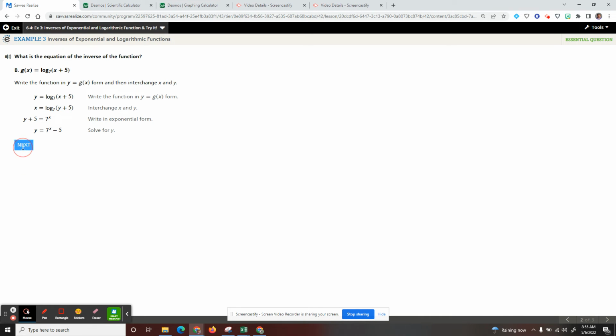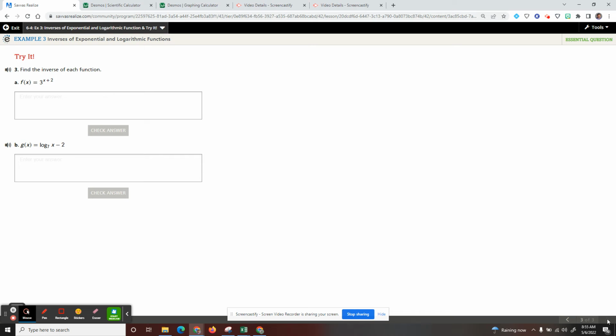And then again, if you look at both of those on the graph, you can see that they are inverses. You've got 2 to try, 1 of each kind. So pause it, give those a try, and then come back and we will compare answers.